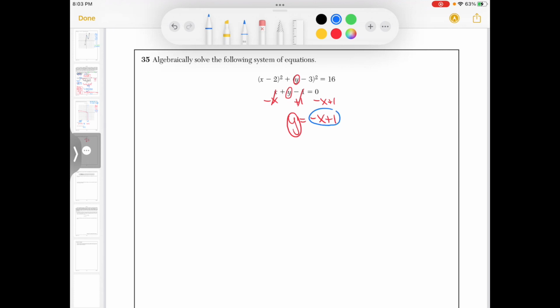So I'm going to take what y is equal to, which is negative x plus 1. Y and negative x plus 1 are the same thing. They're equal to each other. So I can now take this and plug it into y in this equation. When I rewrite my top equation by replacing the y, it'll be x minus 2 squared still, plus in place of y is going to be negative x plus 1, and then I bring down the rest of this equation. So the -3 comes down, the squared comes down, and the equals 16 comes down.